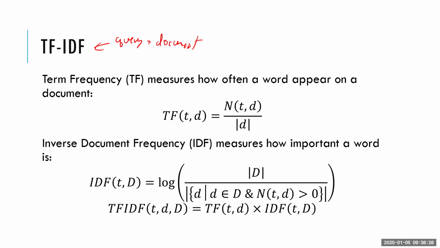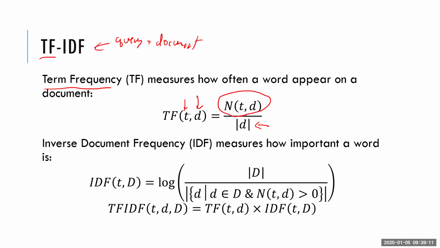TF-IDF basically tries to count the number of occurrences of a word. So we have TF, which stands for term frequency. The term frequency is defined on the term t and the document d. And the formula is very simple. Basically, you count how many times the word appears in the document divided by the number of words in the document.